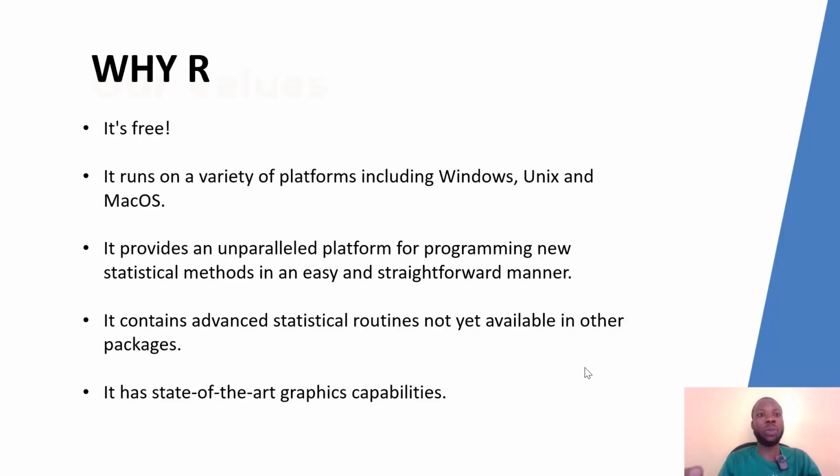That's why we come up with programming, and it is easier for us to use it because it is free. It runs on a variety of platforms. You can use it on Windows, Unix, or Mac, whichever operating system you use. And it provides a platform for programming new statistical methods. It is easy and straightforward. What does that mean?